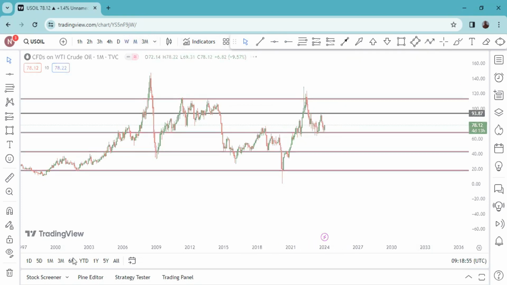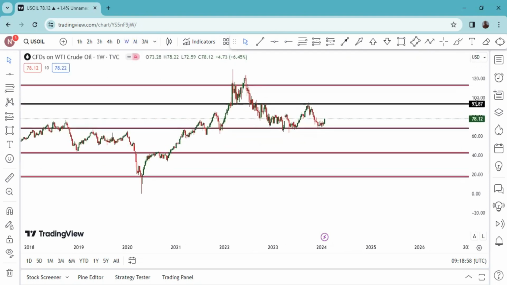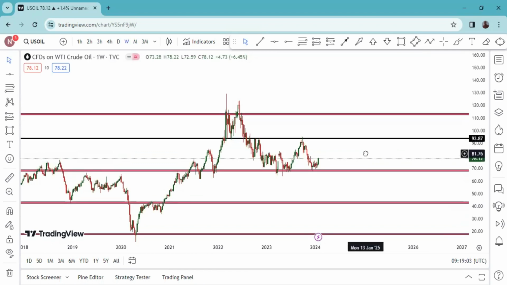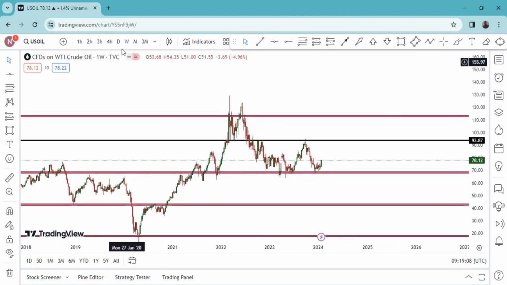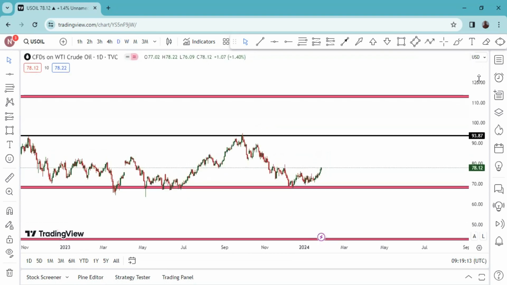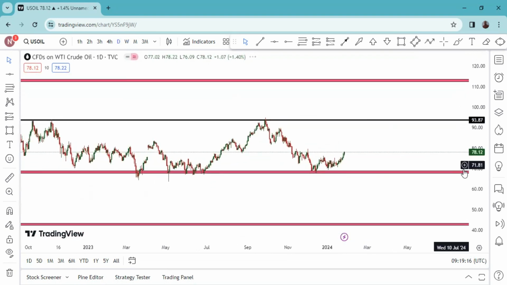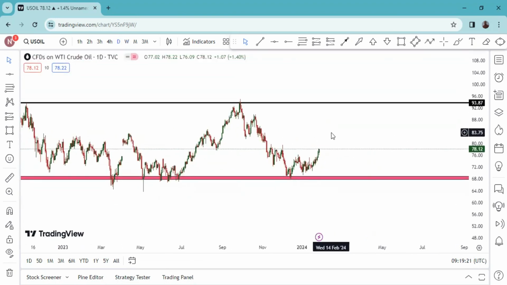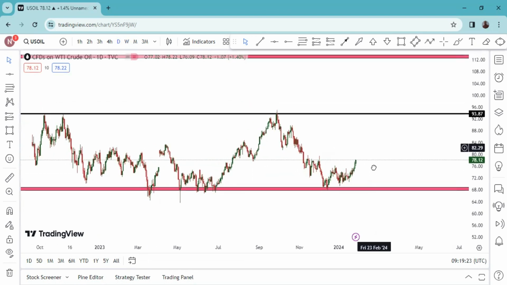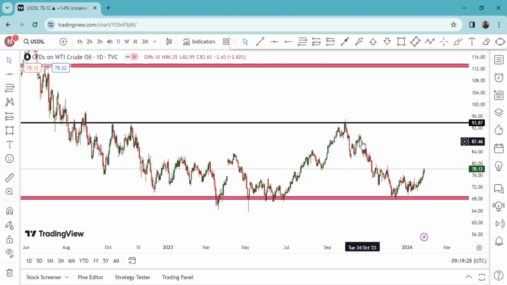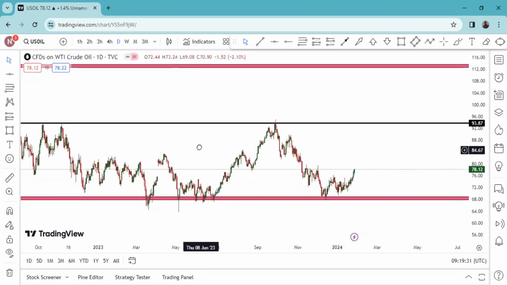So let's come to weekly. What can I see on my weekly? I can't see much on my weekly. Now let's go to my daily. Yeah, on my daily, I take the first trade around here because of this minor level.